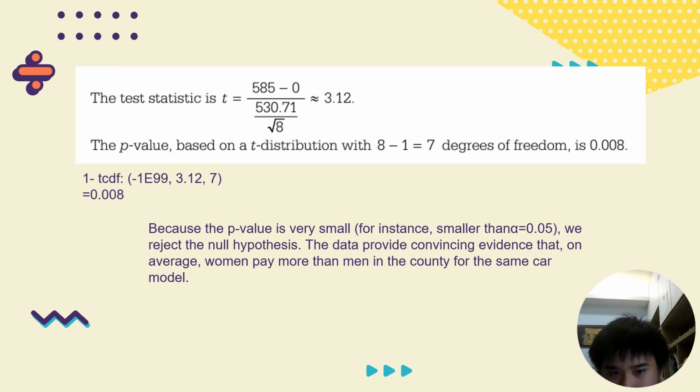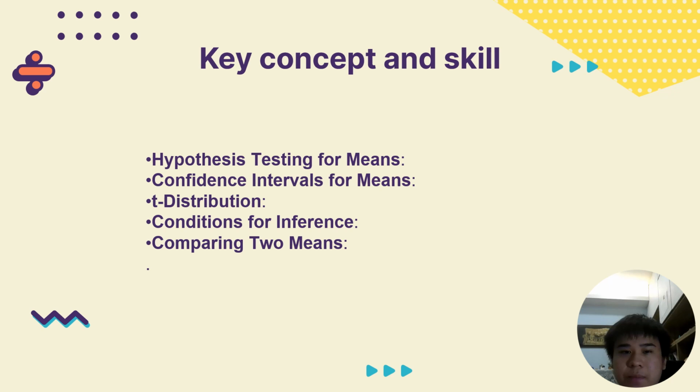Now, same thing. Since this value is so small, it's smaller than 0.05, so close to 0, we reject the null hypothesis, obviously. How do you conclude it? You say that the data provide convincing evidence that on average women pay more than men in the country for the same car model. See the key words, convincing evidence. Make sure you say that. Just like that. It's not that complicated.